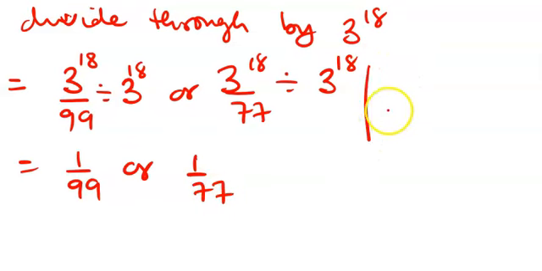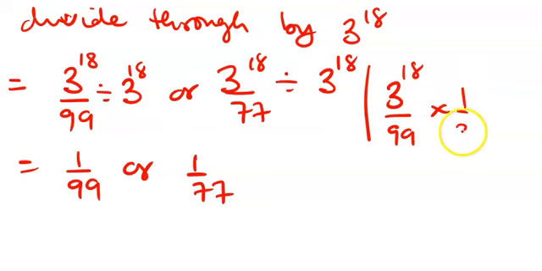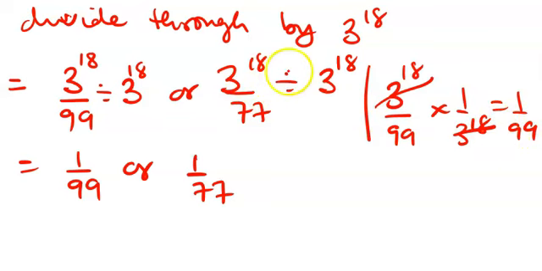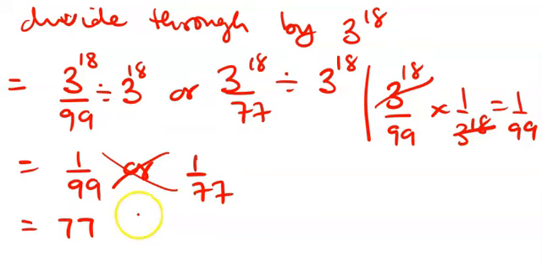Now this is how we got it. So this will be 3 raised to the power 18 over 99 times 1 over 3 raised to the power 18. So this will cancel, so that we have 1 over 99. So the same thing applies to the right hand side. Now, okay, let's cross multiply. So we are going to have 77 and then 99.